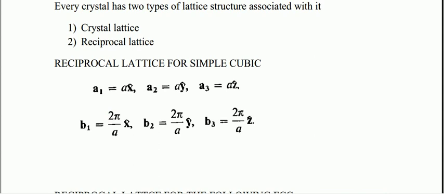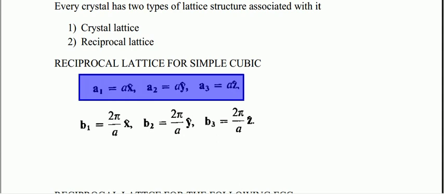So the reciprocal lattice vectors always have a dimension of 1 by length. We can also look further. This is the reciprocal lattice vectors, and these are the real lattice vectors of the simple cubic.